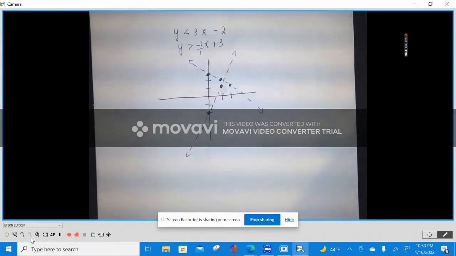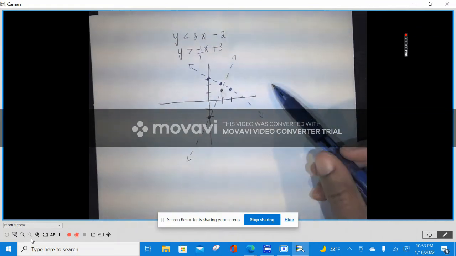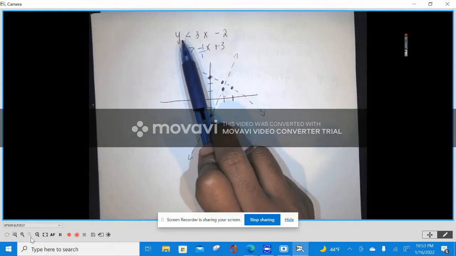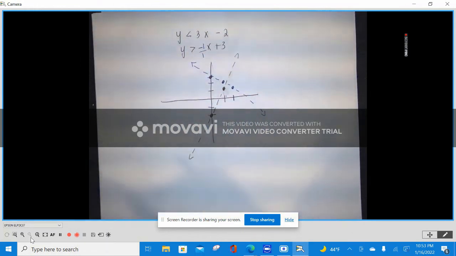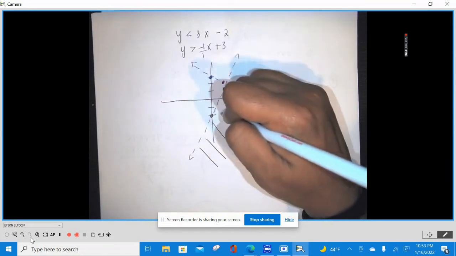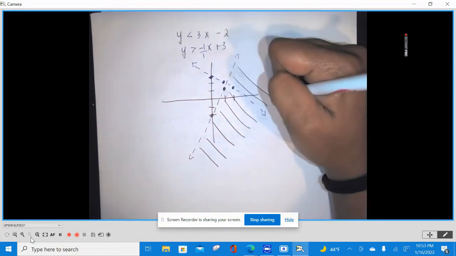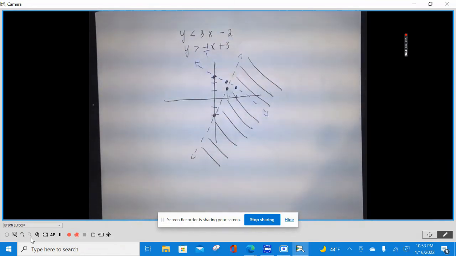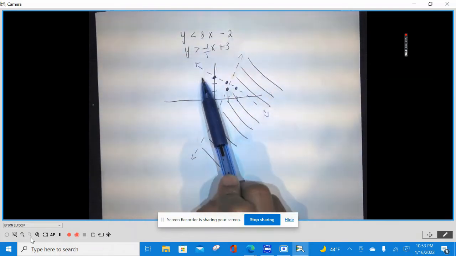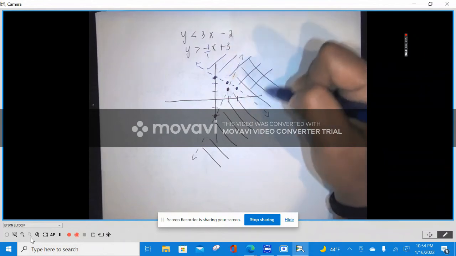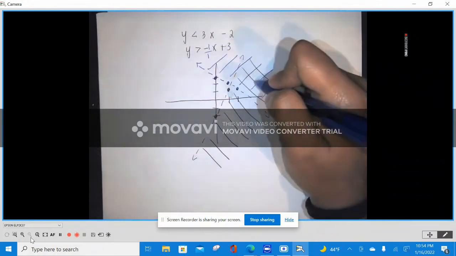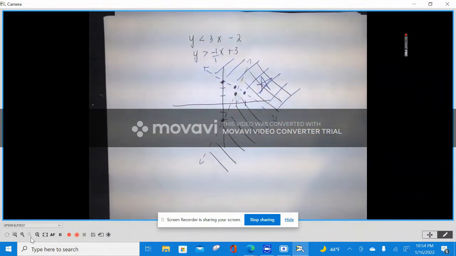Okay. Now, I didn't do the shading yet. So let's read from this one again. Y is less than. So for this solid black line, I'm going to put a less than. That would be everything less than over here. And then this one is saying y is greater than. So the blue one's saying greater than. So actually this right here is the solution set, because that's where the black and gray overlap.